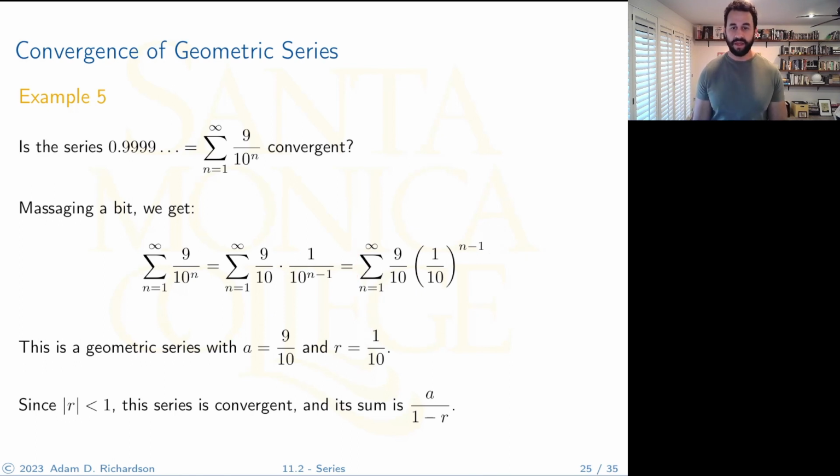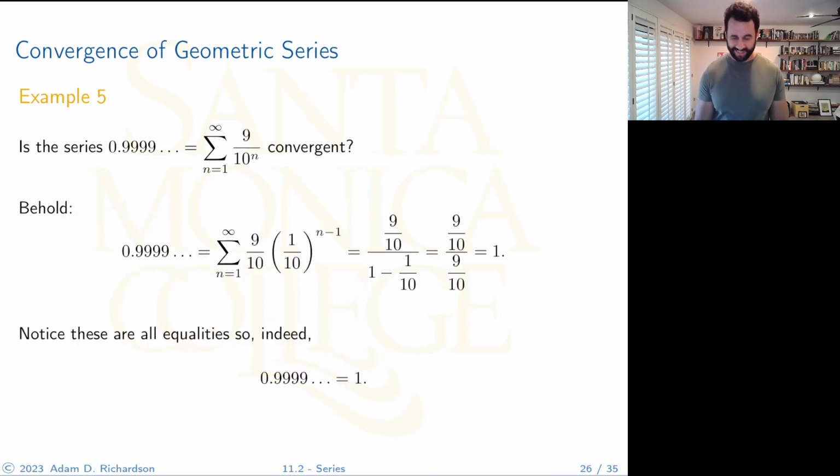So it is a geometric series, and because it's a geometric series, we know if it converges or not. First term is 9/10, common ratio is 1 over 10, so it does converge. It converges because the size of the common ratio is less than 1. We also know that it sums up to that number. That's it. So, behold, the number 0.9999999 repeating is equal to this by what we proved earlier today, which is 9/10 over 9/10, which is 1. It is 1. And again, these are all equalities, and y'all know how I feel about the equal sign. 0.999 forever is equal to 1.